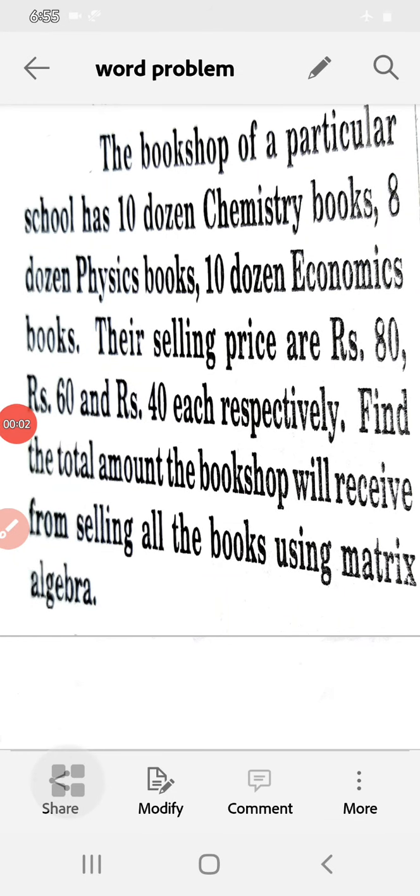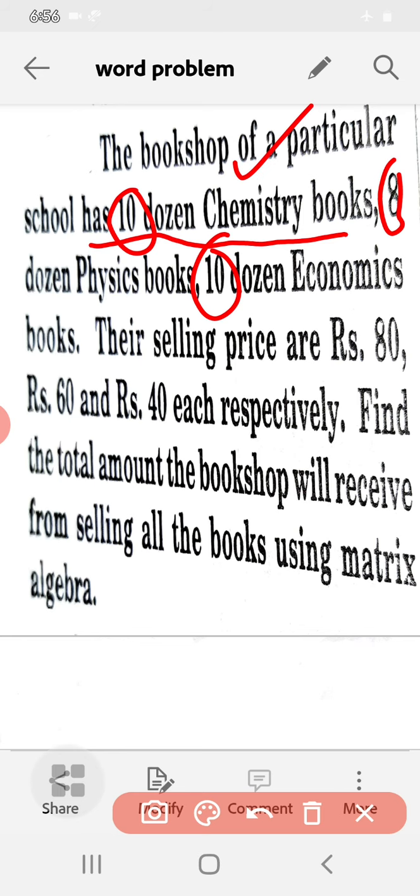Let us continue the class on matrices. On the screen, you are observing the problem. Let us read the problem. What does the problem say, what is the data given in the problem?